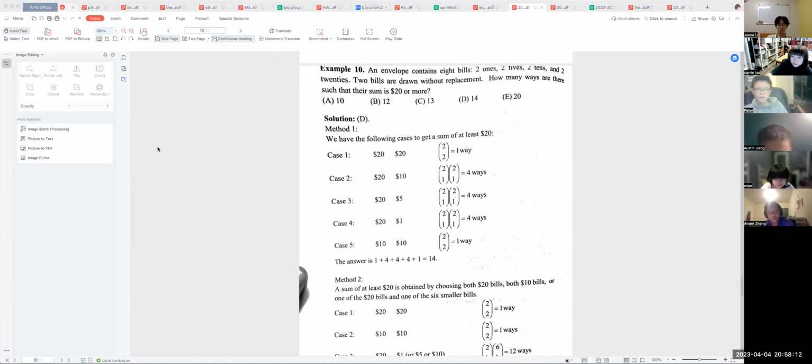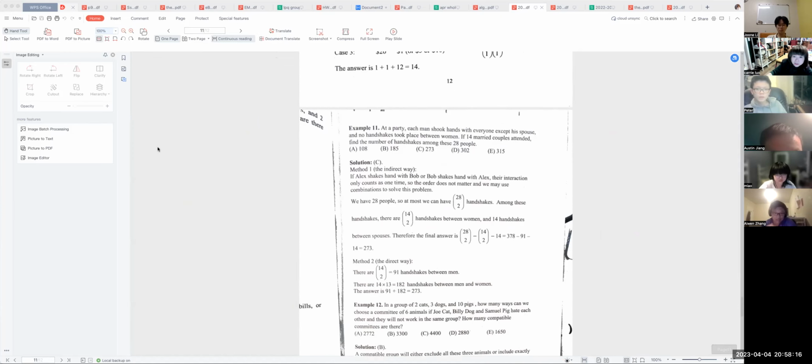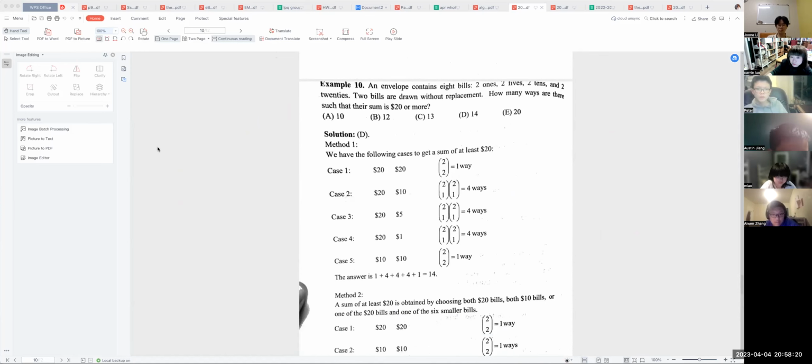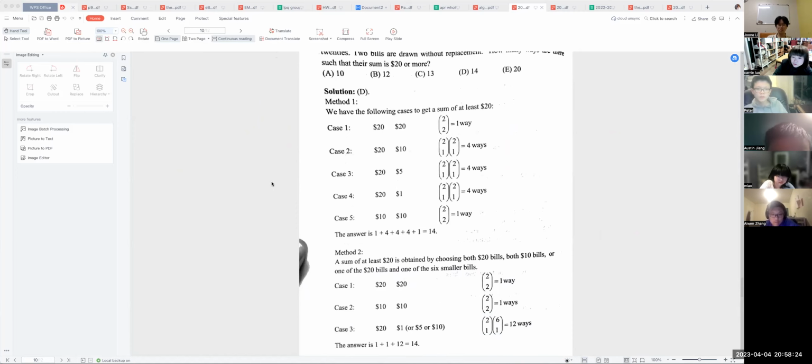So probability questions are a bit difficult. Okay, let's look at another way, method two. So everybody, let's just take a look at method two. The sum of at least $20 is obtained by choosing both 20 bills, both 10 bills, or one of the 20 bills and one of the 6 smaller bills. Understand, everybody? This is something Austin was thinking.